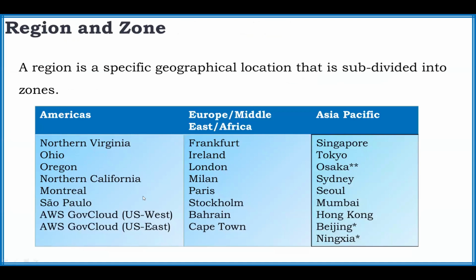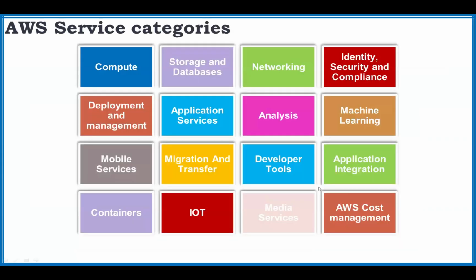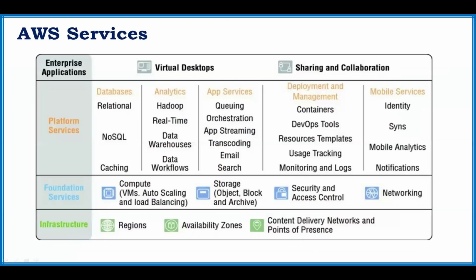In India, we have Hyderabad and Mumbai. I am aware of these two locations. A region is a specific geographical location that is subdivided into zones. Then there are different services, as I mentioned, for compute, storage, networking, IAM access, identity and security, deployment management, mobile services, container applications, IoT, and media services. Multiple services are there.